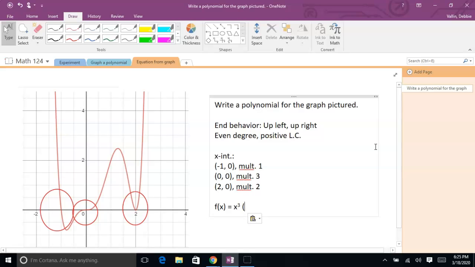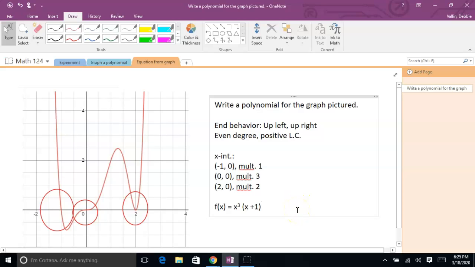Now we'll go to the x-intercept -1, 0. I'm going to have x minus the x-coordinate of the x-intercept, which is -1. I'm not going to write x minus -1. I'm going to call that x plus 1. The multiplicity there we said was 1, so that's done. I just need one of those.